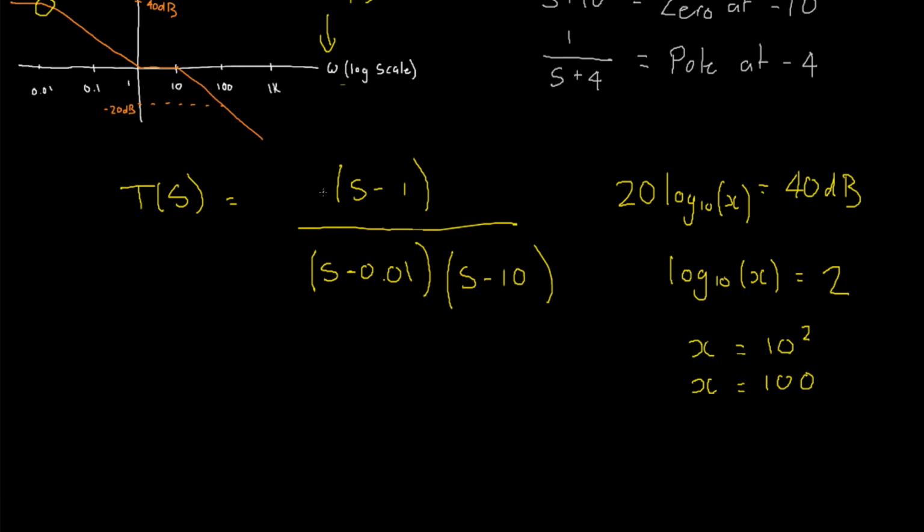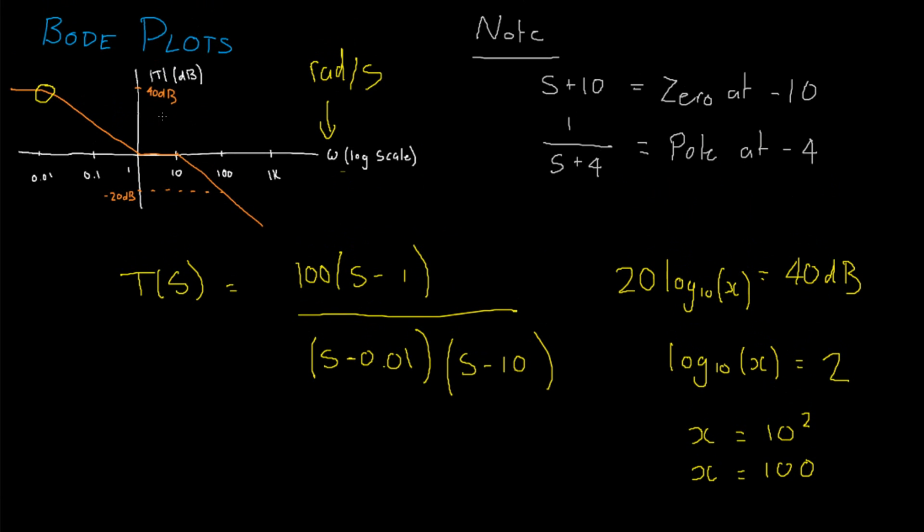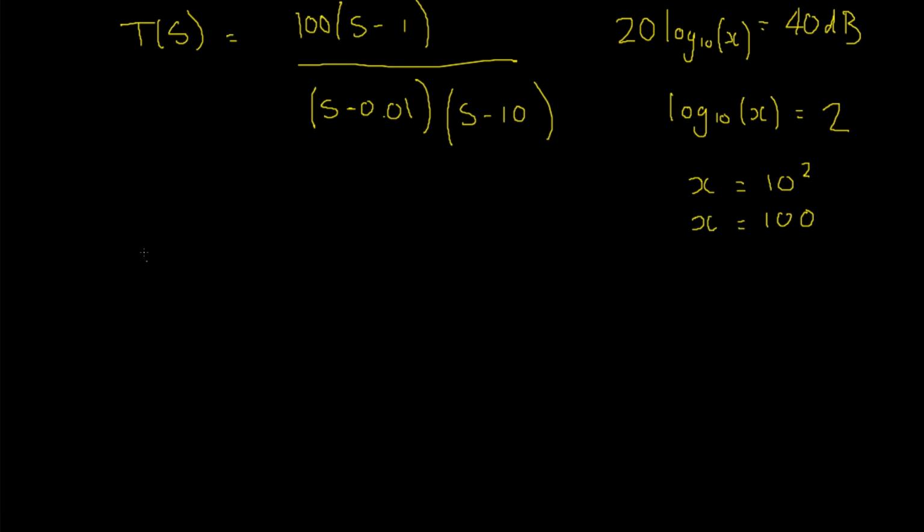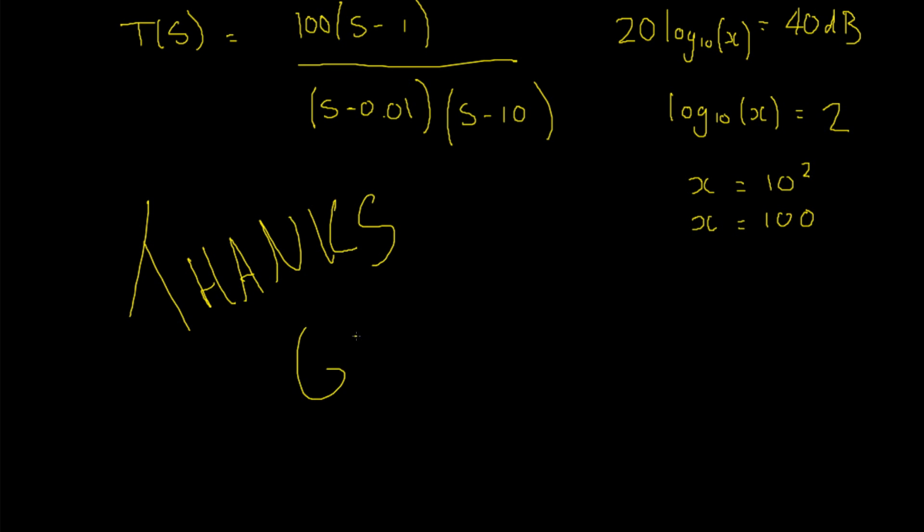So for our case here, we'd have to multiply our transfer function by 100 at the front, which would give us the value of 40 decibels for any frequencies which are below 0.01 radians per second. Well, I know this one was real quick, guys. I just wanted to make sure you had a good understanding of what Bode plots were and how to derive the transfer function from them, or how to derive the Bode plot from the transfer function.